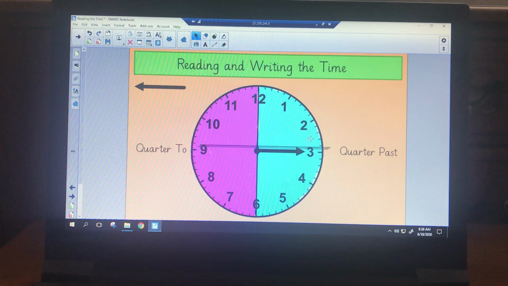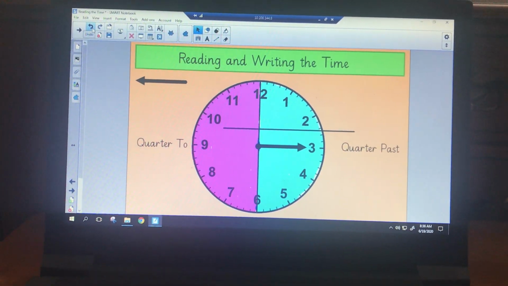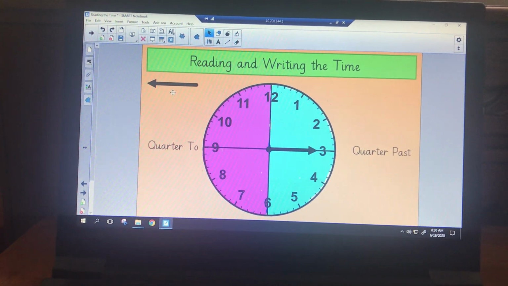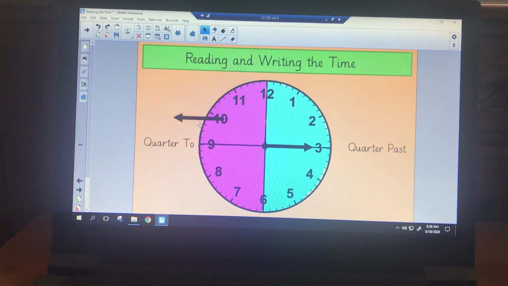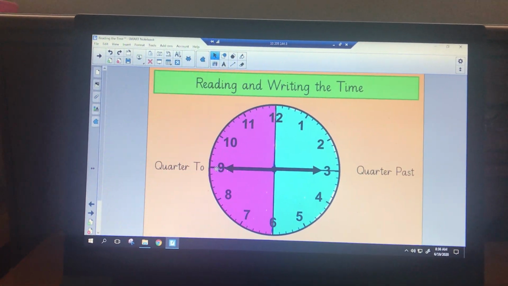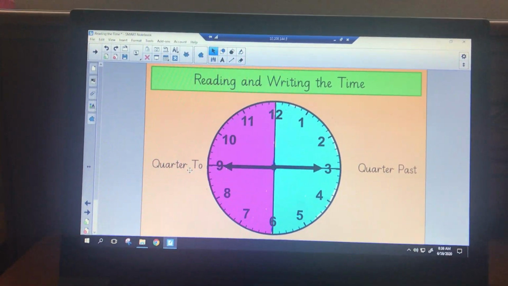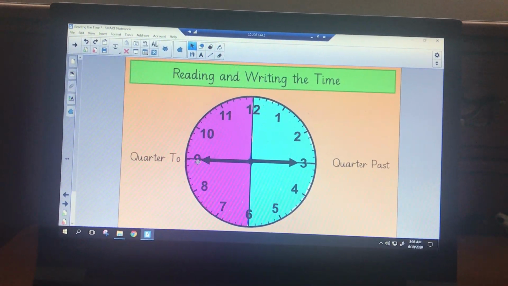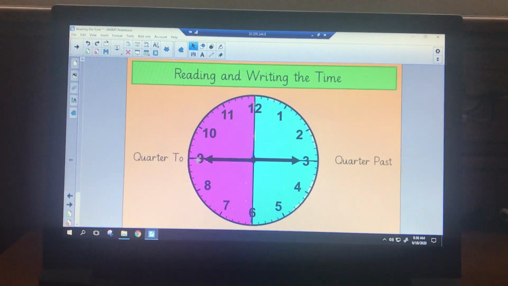And similarly, I'm going to put that back. Similarly, if we've got our minute hand here pointing at the 9, so pointing at quarter to, we would say it is quarter to the next hour. That's if the minute hand, the long hand, is pointing at the 9.